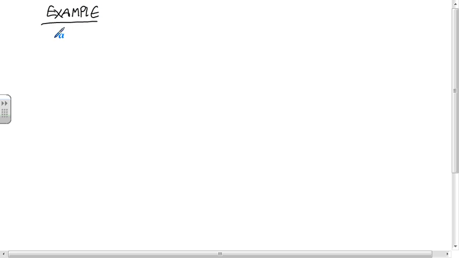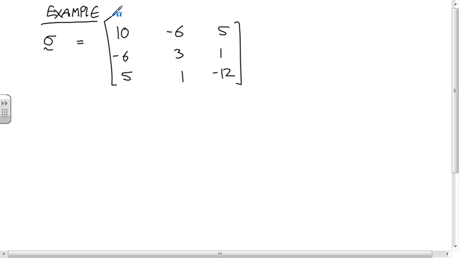Say that you have this matrix sigma equal to 10, -6, 5; -6, 3, 1; 5, 1, -12, and say this is all in megapascals. So the first question is: is this a possible stress tensor?